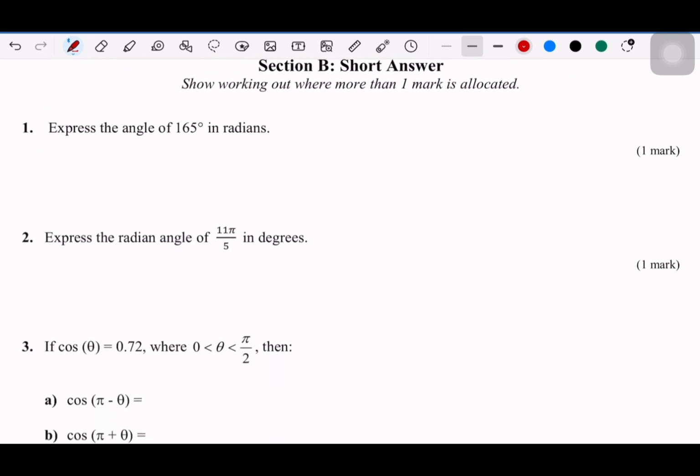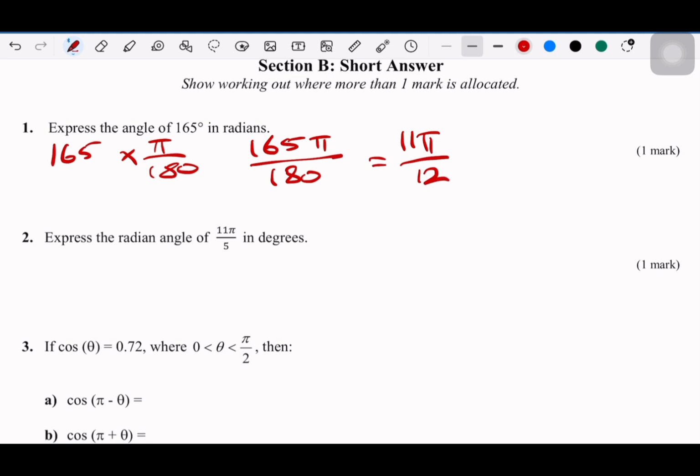So this is very straightforward. It's asking you to express the angle of 165 degrees in radians. And so the formula that we use would be times pi by 180. And so we get 165 pi over 180. And after simplification, it comes to about 11 pi over 12. And this is the formula to convert degrees into radians.